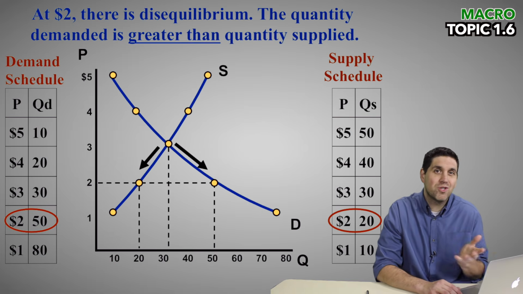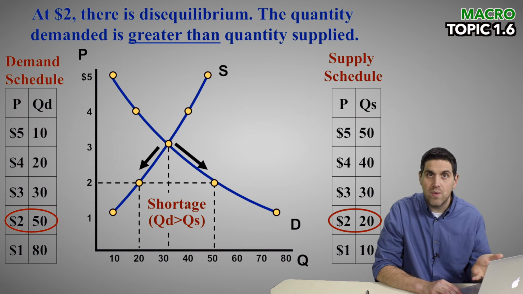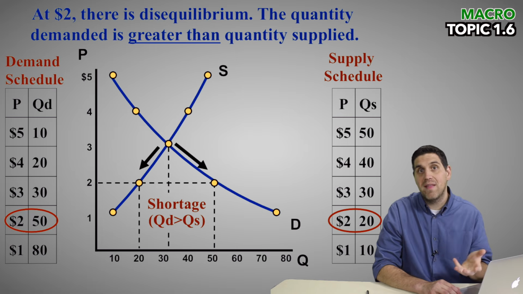But if the price is low, producers don't want to produce very many, so they'll produce less. Quantity supplied will go down. The result is a shortage, right? The quantity demanded is greater than the quantity supplied. That's the idea of a shortage.